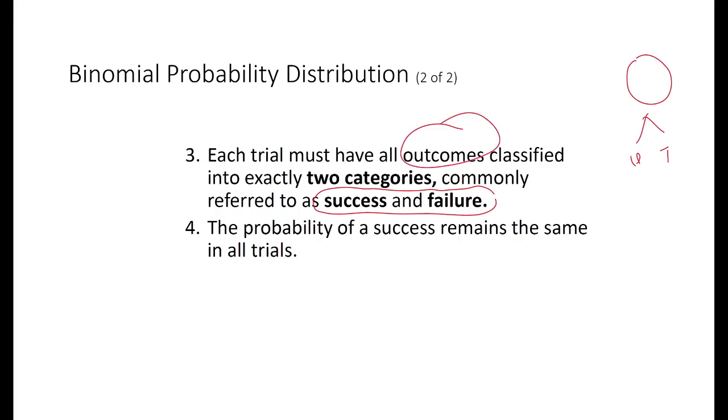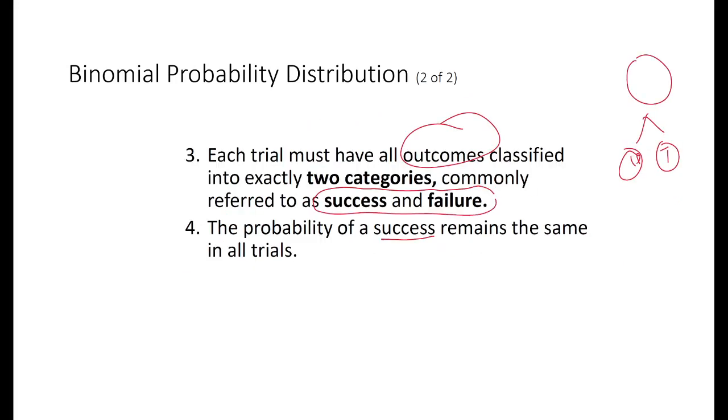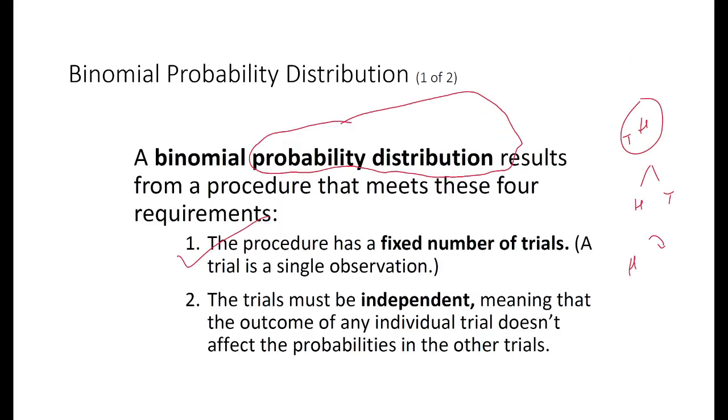And then the probability of success remains the same in all trials. Keep in mind, success means what you are looking for. For example, if you are looking for head, then that's a success for you. And if you are looking for tail, then flipping a tail is a success for you. So success depends on what you are looking for in that particular trial. So if our probability distribution meets all these four criteria, then that's called a binomial probability distribution.